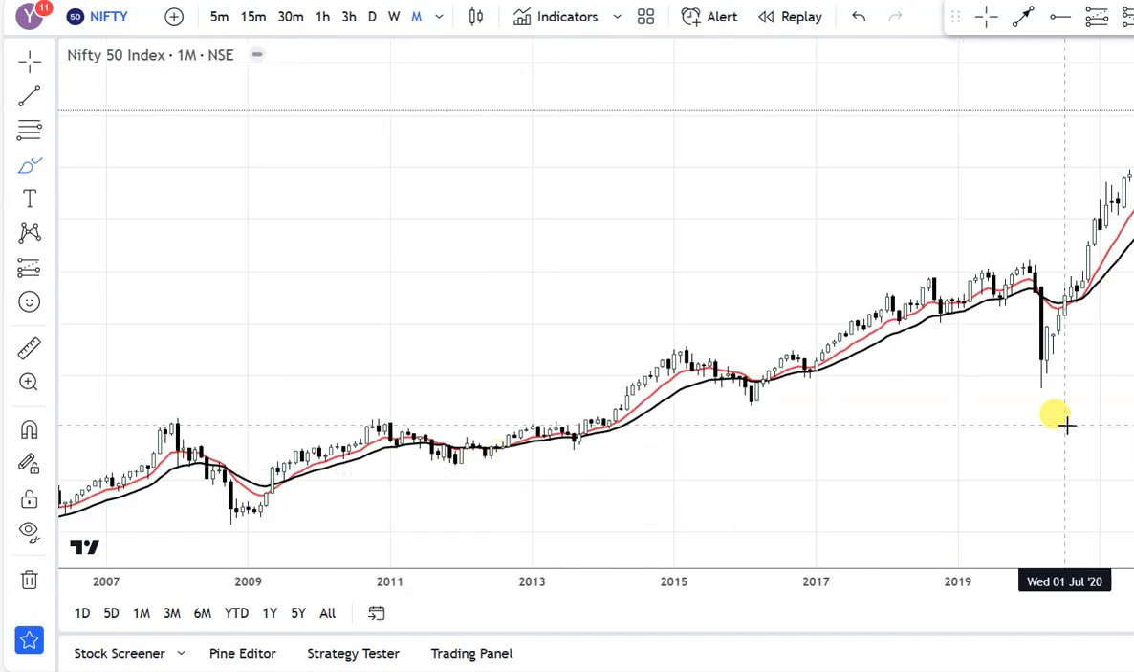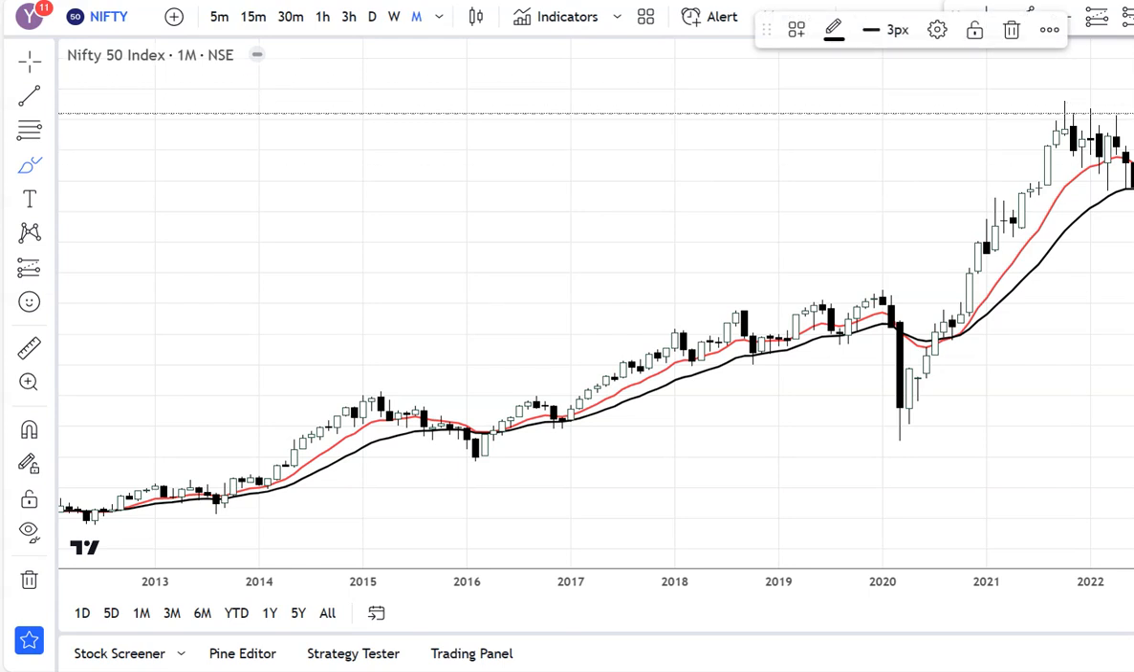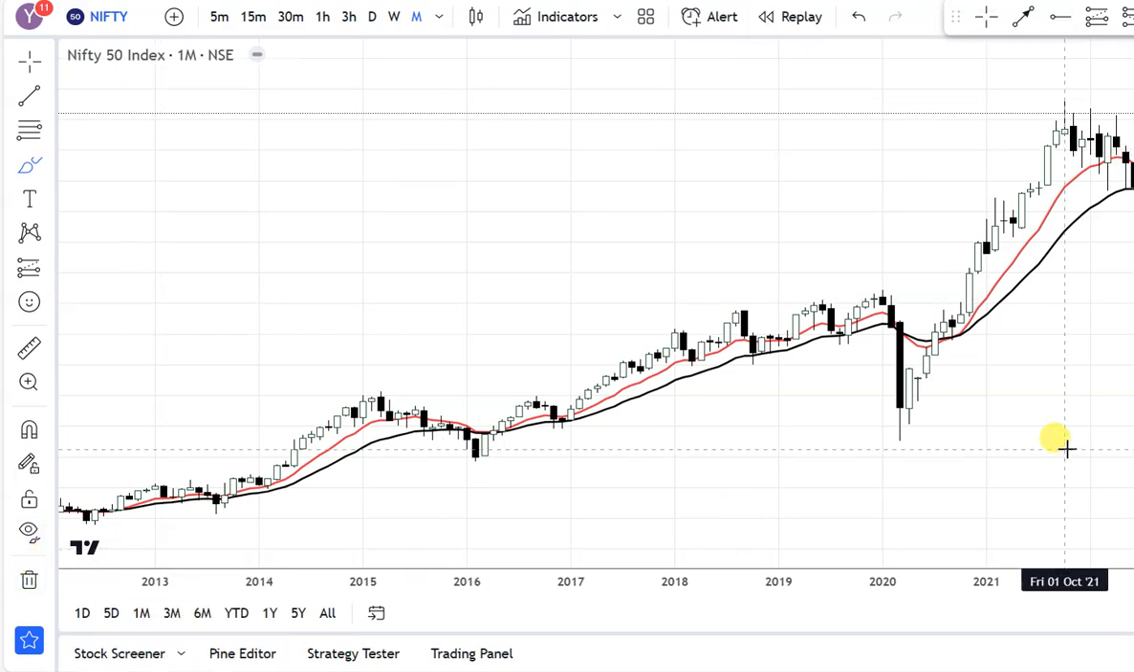At some other time the market has given you the rally. So when the 10 is above 20, your bias should be that the market is bullish, even if the market comes down 5 months, 6 months. I have been a blind buyer in these negative markets. I have never said in our group, exit, exit, exit.